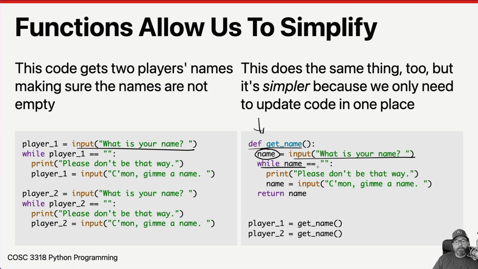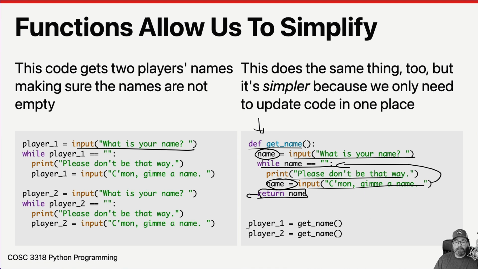And then while that name is empty, please don't be that way. Give me another name, stores it in the name. We check it again. Once it's a valid name, we return that value. And so that's the value that comes out of the function.